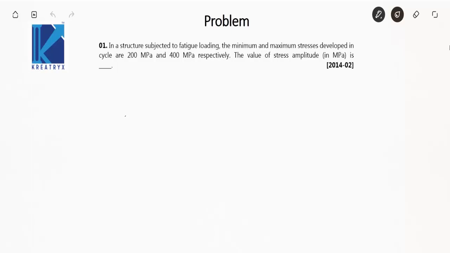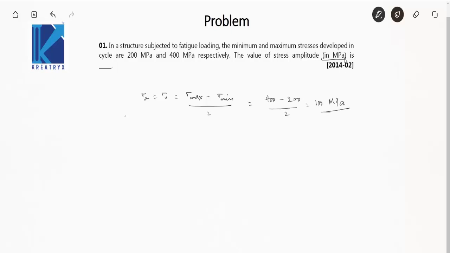The value of stress amplitude in megapascal is, okay, so the stress amplitude or the variable stress is equal to maximum stress minus minimum stress upon 2. The maximum stress is given and the minimum stress is also given, so 400 minus 200 upon 2, 200 by 2, that is 100 megapascal. So 100 is our answer.